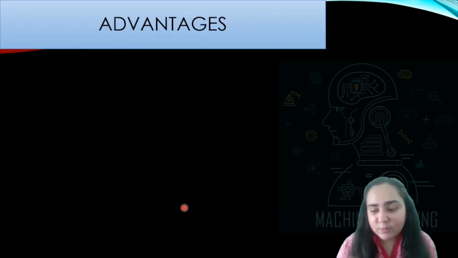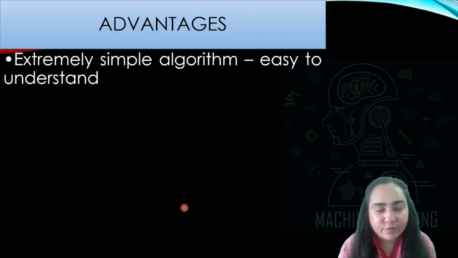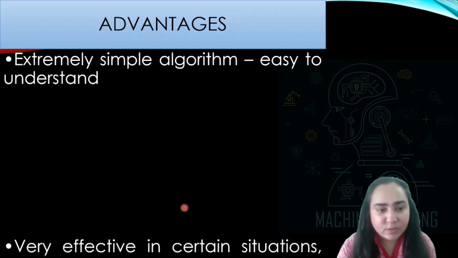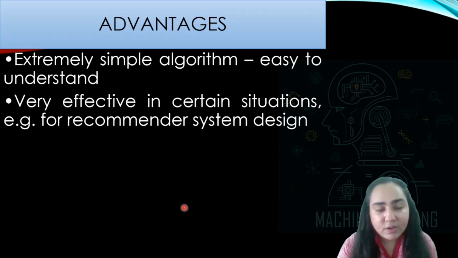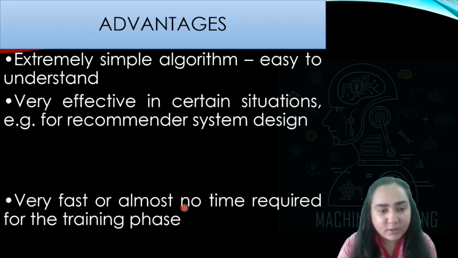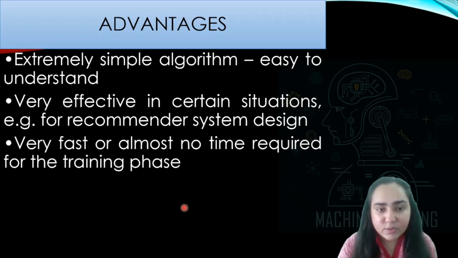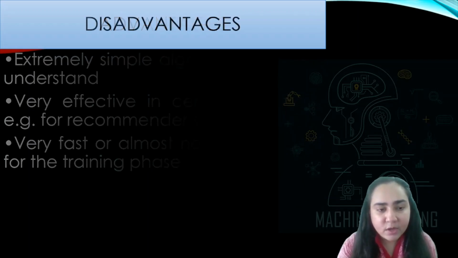Let's take a look at some of the advantages of KNN. So it is extremely simple, very easy to understand. You already saw that. It's also very effective in certain situations. For example, when you want to design a recommender system to recommend videos, movies, or items on an e-commerce site, it's very effective for that. It's also very quick. You do not require a lot of time for the training phase.